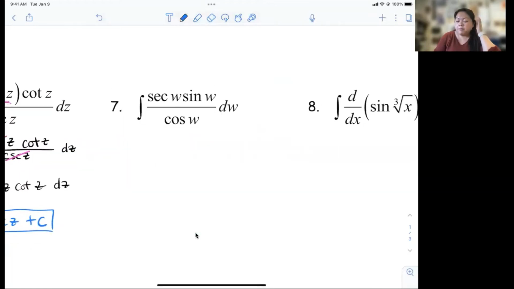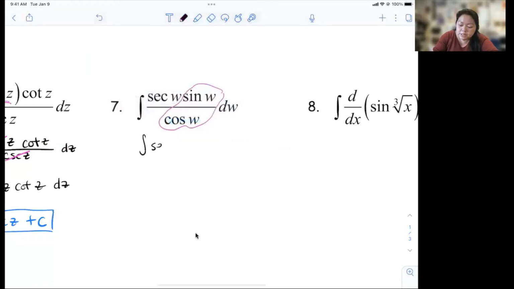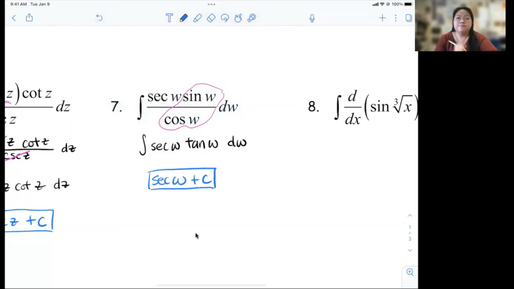All right, next problem. I have secant w, sine w, cosine w. If you look at your chart, you'll notice that secant needs to be paired with tangent. We actually do have tangent: I have sine w over cosine w, and that is tangent w. So I'm going to rewrite this as secant w, tangent w, dw. Looking at my chart, the antiderivative of secant w tangent w is just secant w plus C. Okay.